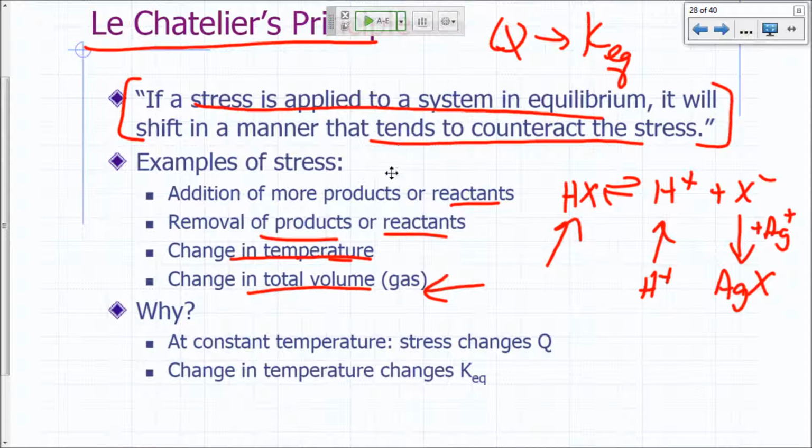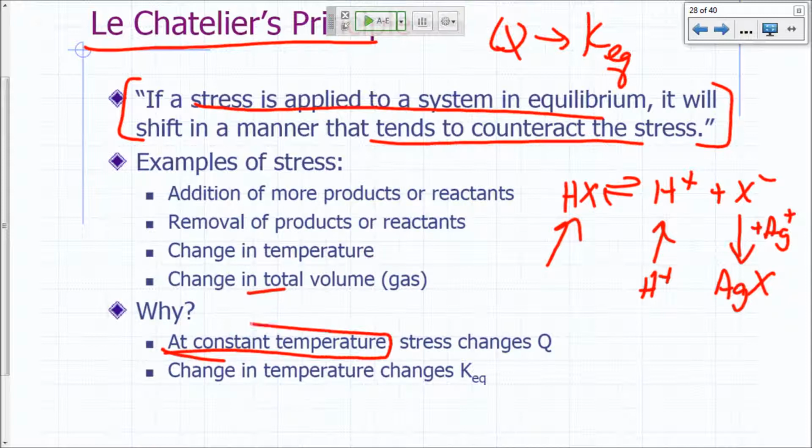Especially if you're dealing with a gas, that can make a big difference. So why is the equilibrium disturbed? Essentially, we're going to classify our stresses into two kinds. First, stresses that are applied under constant temperature. Any stress that causes Q to change will affect your equilibrium, right? Because if you did something to change Q, then it's no longer equal to K. So it will shift in a manner that will restore the value of Q to what K is.